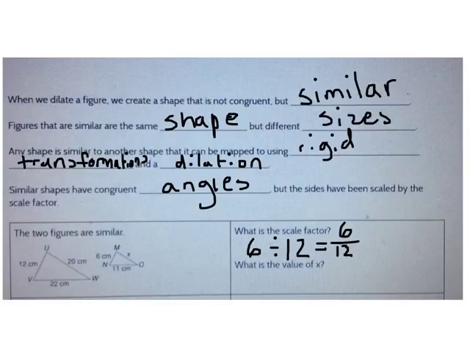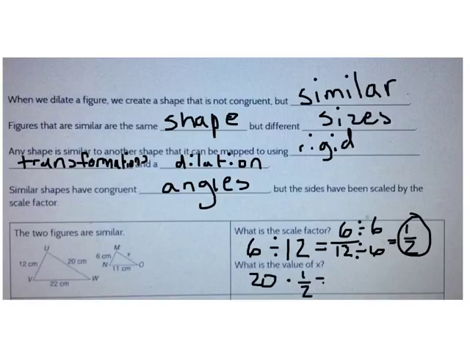What's the largest number that goes into 6 and 12? 6 is the largest number that goes into both. When I simplify, what's my fraction? It's 1/2. So the scale factor is 1/2. To find the missing side, I can multiply the corresponding side times the scale factor. So 20 times 1/2. Remember, 20 times 1/2 is the same as 20 divided by 2. So what's the value of x? It's 10. I can multiply by the scale factor to find missing side lengths.